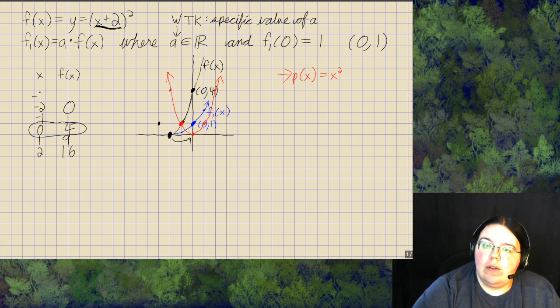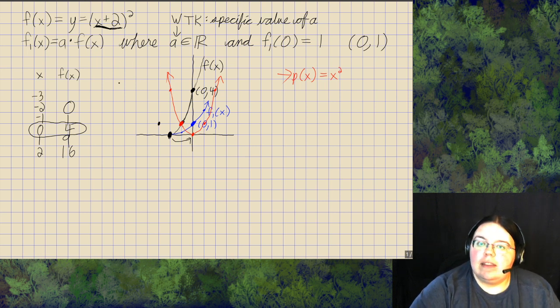So if we look at negative 3, well, let's see, negative 3 plus 2 is negative 1. Negative 1 squared is 1, just like we could predict from the parent function behavior.